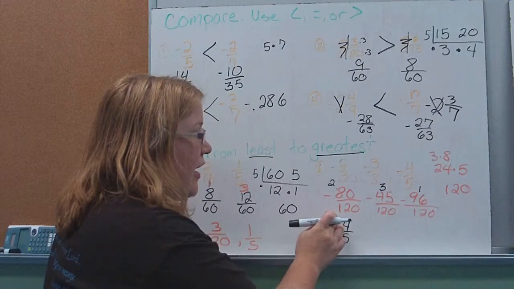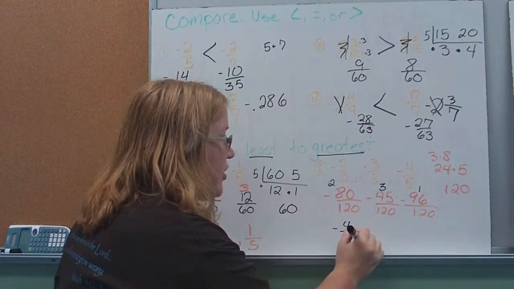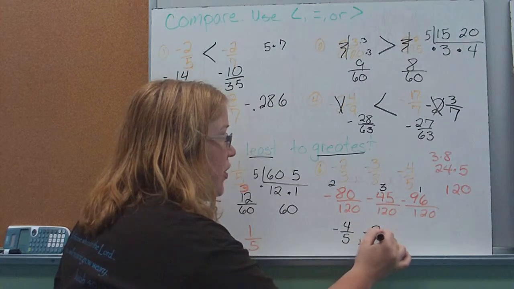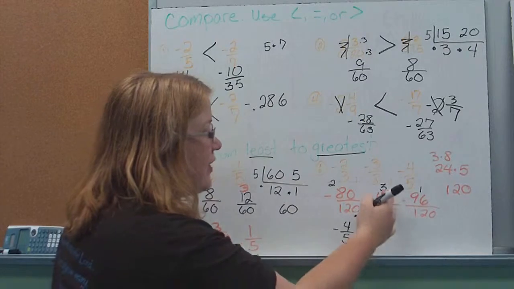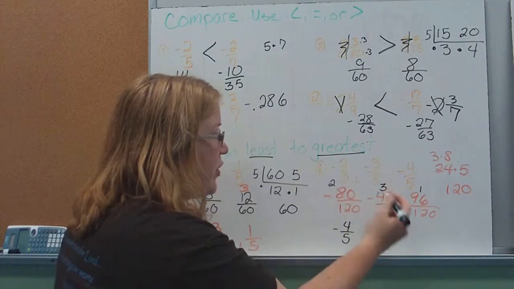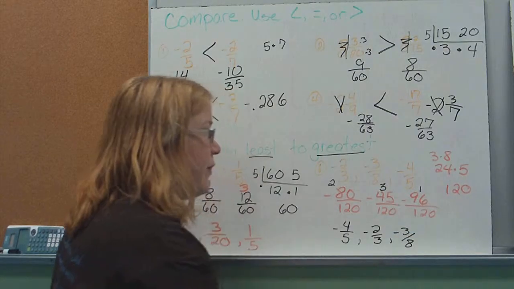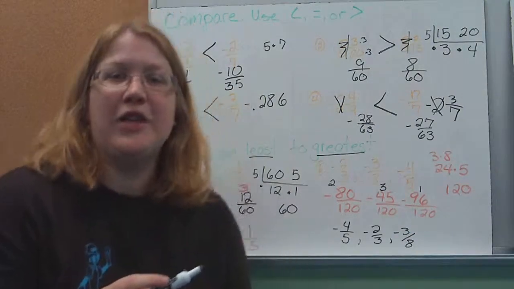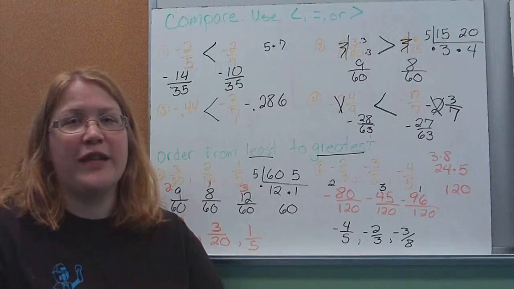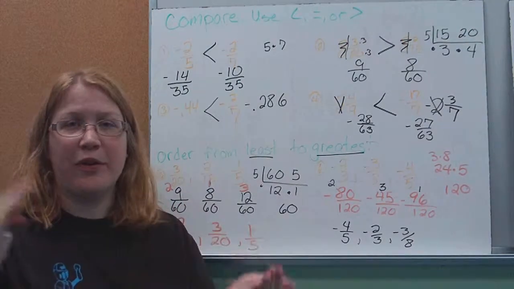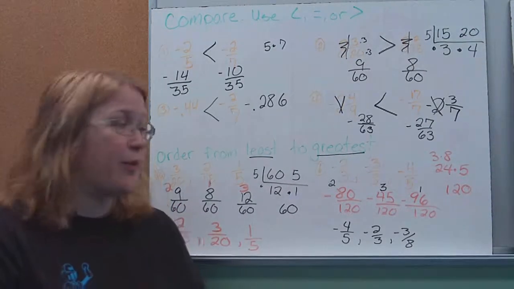Second is the negative 80/120, which was originally negative 2/3. And my last one, which was negative 45 over 120, started out as negative 3/8. All right, so the big thing there is just to keep all those ideas in your mind and remember that you need to flip your thinking when you're dealing with negative numbers.